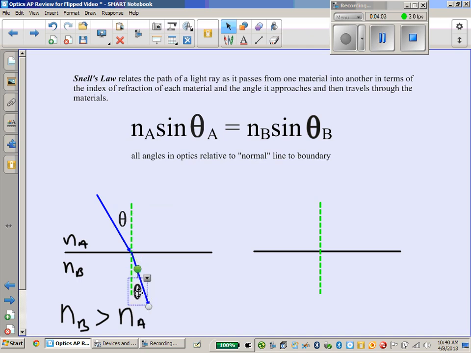Here's our angle. In this case, when we go from a low density into a high density, the light bends towards the normal. When I do the opposite and go from a high density into a low density, it will bend away from the normal. You may recall this from last year doing calculations. The other thing to remember is that you have to make sure your calculator is in degree mode.